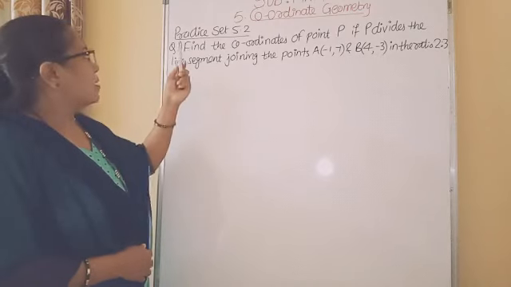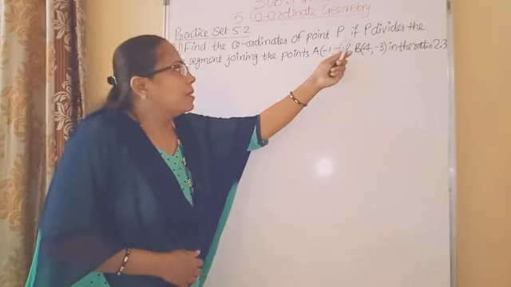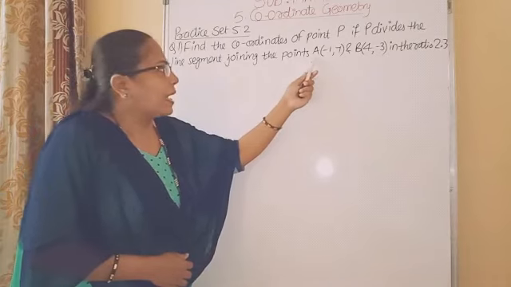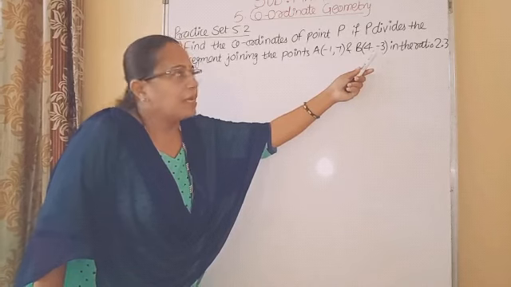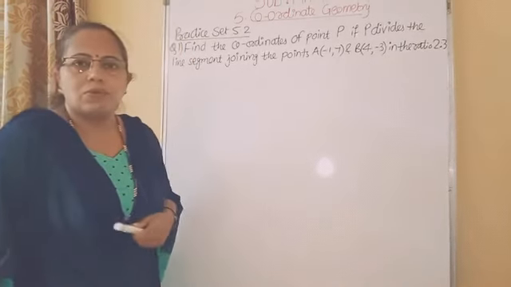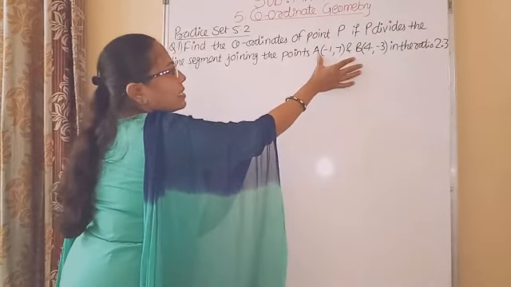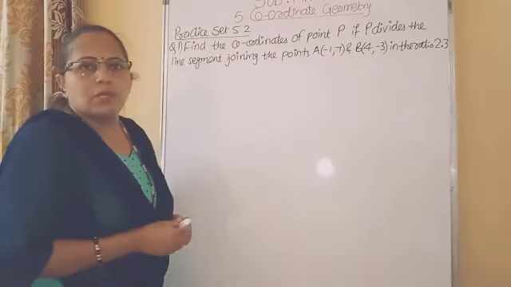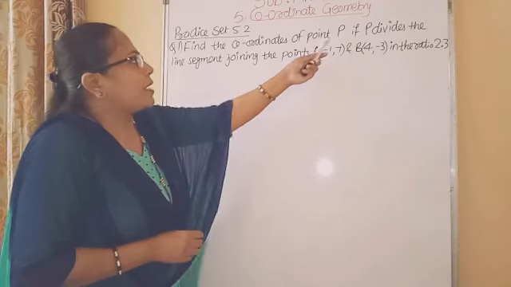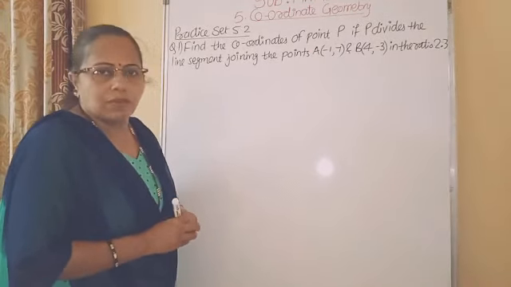Question number 1. Find the coordinates of point P if P divides the line segment joining the points A(-1, 7) and B(4, -3) in the ratio 2:3. Okay. So the segment is AB and this segment AB is divided by point P in the ratio 2:3 and we have to find out the coordinates of point P. So we will use here section formula.